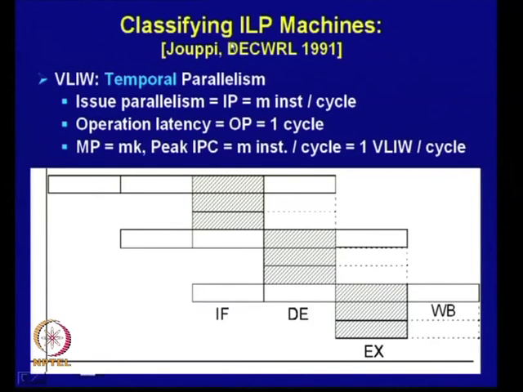Based on the classification done by Jouppi, this VLIW has issue parallelism, that is m instructions per cycle. It can issue m instructions per cycle. Obviously, it will depend on the machine parallelism available in the program, although the maximum possible is m. As you can see, you cannot really fill all the fields, and as a result the parallelism that is possible will be less than m. Here also the operation latency is equal to 1 cycle, because the outputs are generated after 1 cycle.